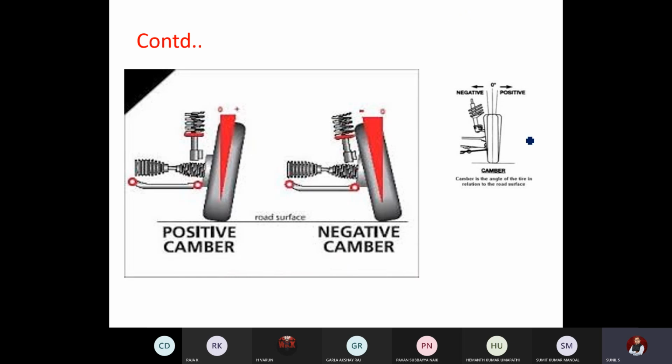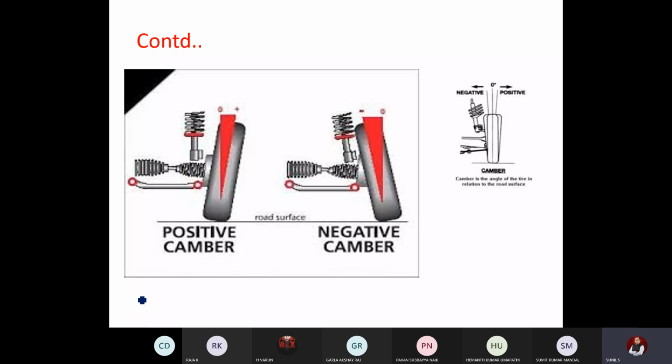So in this also you can clearly see when the wheel is straight, this is the zero axis. When it is tilted in, this will be the axis, so this is negative camber. When this is tilted out, this is the positive camber. So in general, you can define camber as the angle of the tire in relation to the road surface. This is the road surface, this is the vertical line. With respect to the vertical line, whatever angle your wheel axis makes, that is called camber. Is it clear?